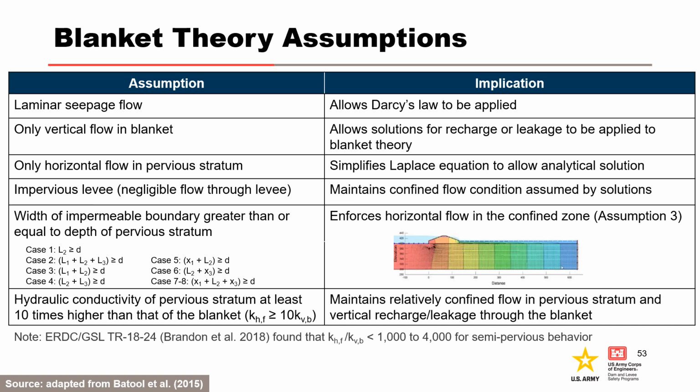There are also constraints to ensure these flow conditions. The width of the impermeable boundary is greater than or equal to the depth of the pervious stratum, and the hydraulic conductivity of the pervious stratum is at least 10 times higher than that of the blanket. When these assumptions are met, the flow net for blanket theory appears as shown.